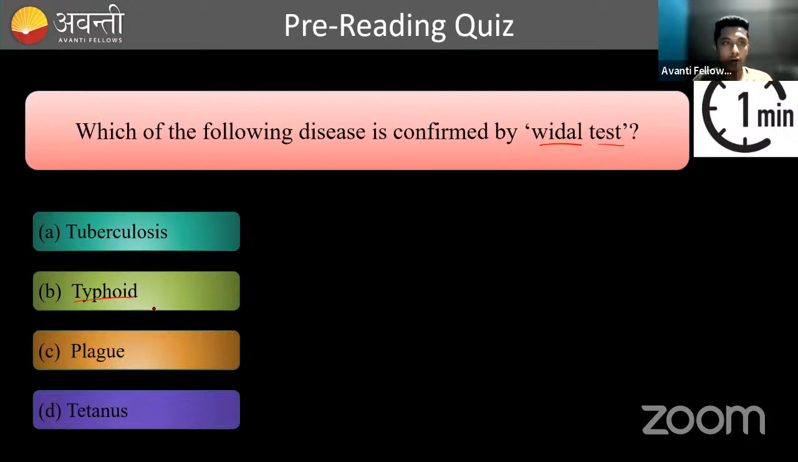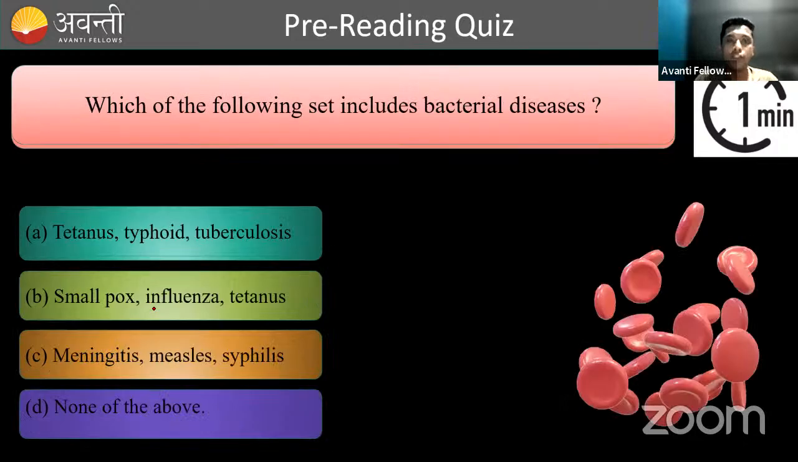Okay, let's go to the next question. Which of the following sets includes a bacterial disease? You have options like tetanus, typhoid, tuberculosis; smallpox, influenza, tetanus; meningitis, measles, and syphilis; and none of the above. Let me launch a poll for you. You have a minute to answer this question.